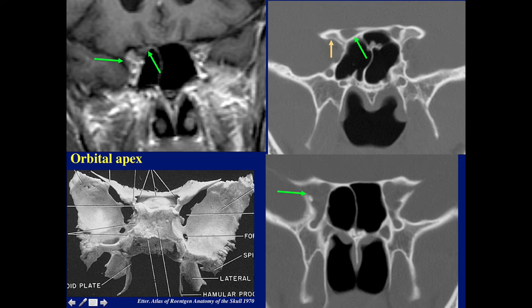Now, we have the full view of the structures of the orbital apex. On this coronal MR, we have the optic canal and the superior orbital fissure, and again on the CT, the optic canal, clinoid, and superior orbital fissure. Remember that the superior orbital fissure should have fat within it. You see some structures like nerves and blood vessels, so it should be a bright structure normally.